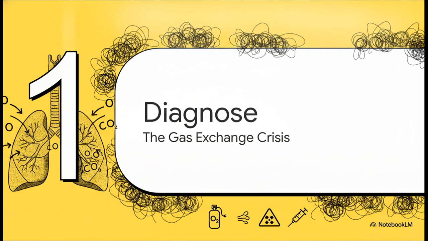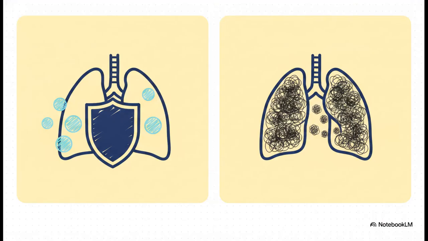Section 1. Diagnose the gas exchange crisis. So at its core, acute respiratory failure is simply the lungs' inability to maintain adequate gas exchange. It's really the final common pathway for a whole host of respiratory emergencies. To master this, you need to split respiratory failure into two distinct buckets. First up is type 1, or hypoxemic failure. This is strictly an oxygenation problem, where oxygen just cannot get into the bloodstream. Think ARDS or pulmonary edema, where fluid is basically blocking that transfer.